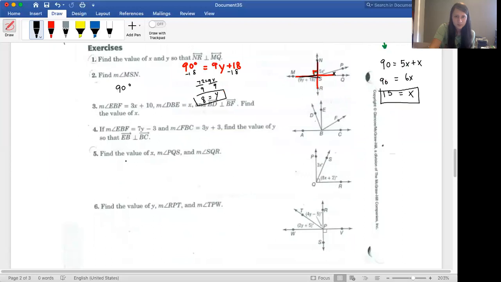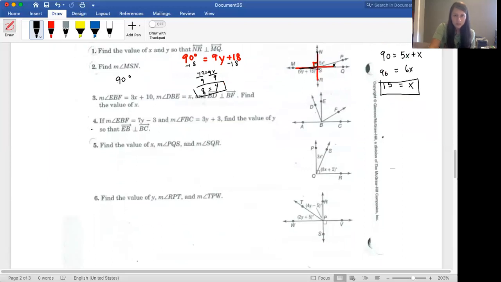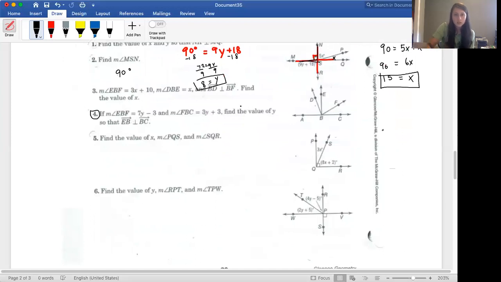All right. Let's jump to number 4. I might do 4 and 6, and we'll end there, okay? So the measure of EBF is, so EBF is right here. That is 7y minus 3. And then FBC, so this right here, is 3y plus 3. Find the value of y so that these two lines, EB and BC, are perpendicular. Okay, meaning these are perpendicular, making a 90 degree angle.